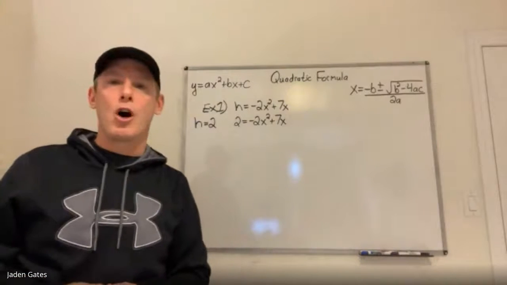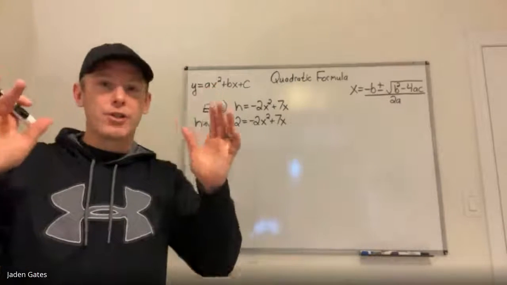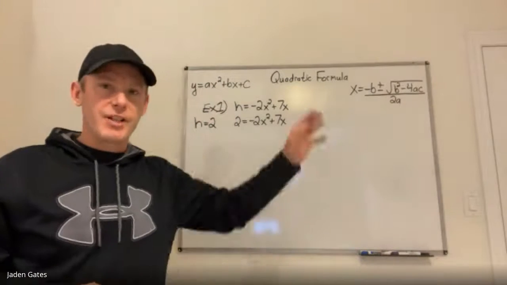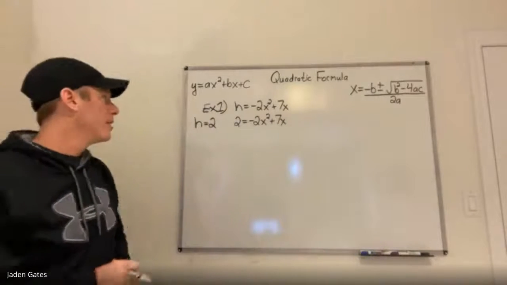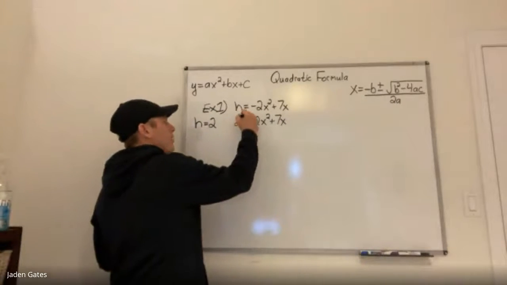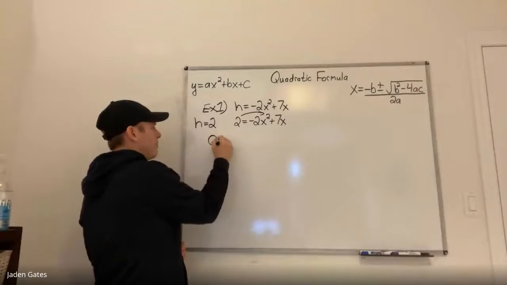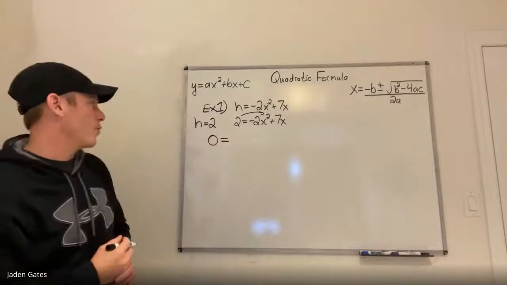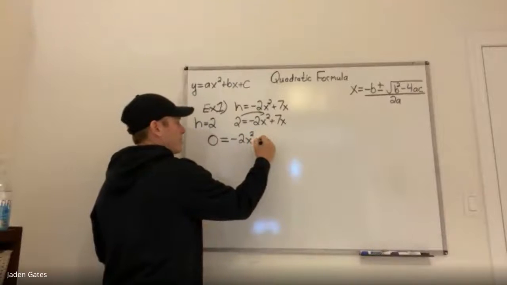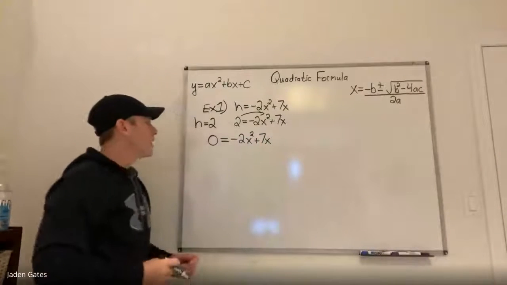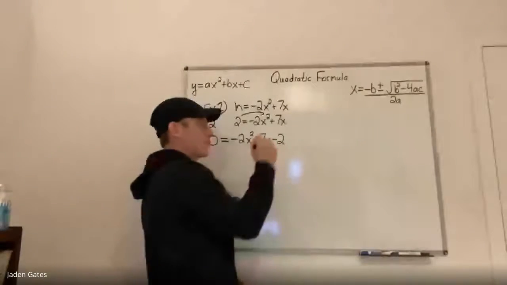Now, here's the thing with the quadratic formula. Just like when we were solving by factoring, you have to have a 0 on one side. Even though we're not using the zero product property, the development of the quadratic formula requires that you have a 0 on one side. So just like I did with factoring, I'm going to move that 2 over to the other side, and so I have my 0 on one side of the equation. I have my minus 2x squared plus 7x, and that 2 is moving over, so it is a minus 2.